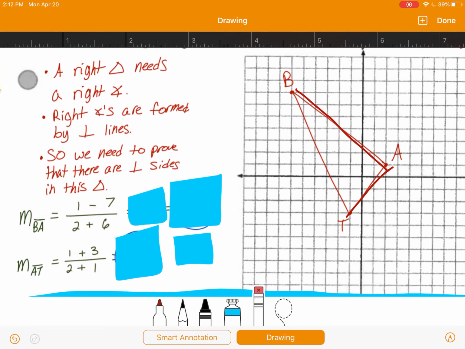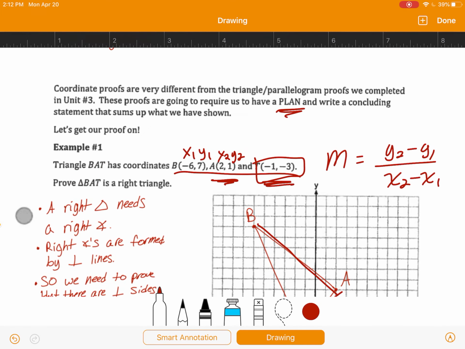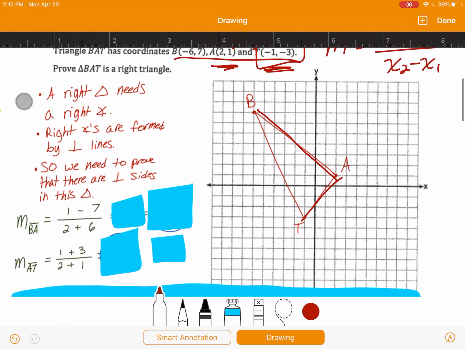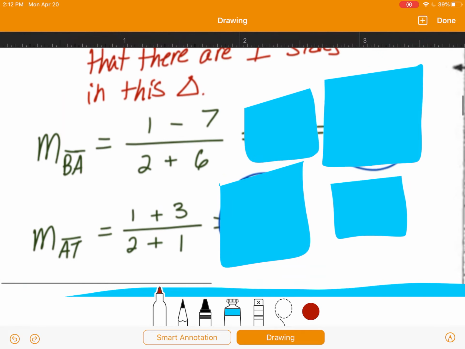So this is my setup for these. For BA, we've got 1 minus 7 over 2 minus a negative 6, which is the same as adding 6. And then for AT, I put my negative points for point T, I made that my x1, y1. That way my negatives all canceled out here and I would have positive numbers. You can have these switched around a bit as long as your final answer is the same.